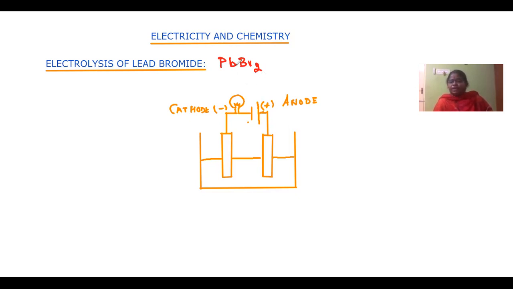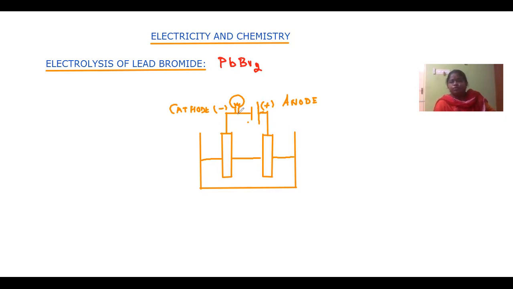In the solid state, ionic substances cannot conduct electricity. That we have learned in the previous chapter, in the bonding chapter itself, right? So ionic compounds cannot conduct electricity when in solid state. In a molten state, or when you dissolve it in water, or when you heat it, it will melt. So in the molten state, it conducts electricity.